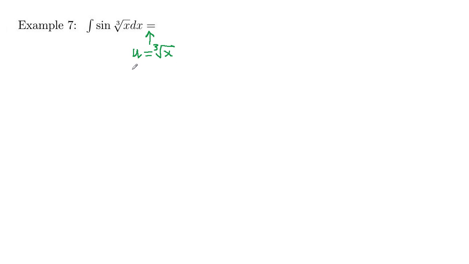And now if we cube both sides, u cubed will be x. And then take the differential of x, so then my dx is going to be the derivative of u cubed, which is 3u squared, and then times du. And so now we can change this integral over. So this is the integral of sine of u, and then that dx is 3u squared du.